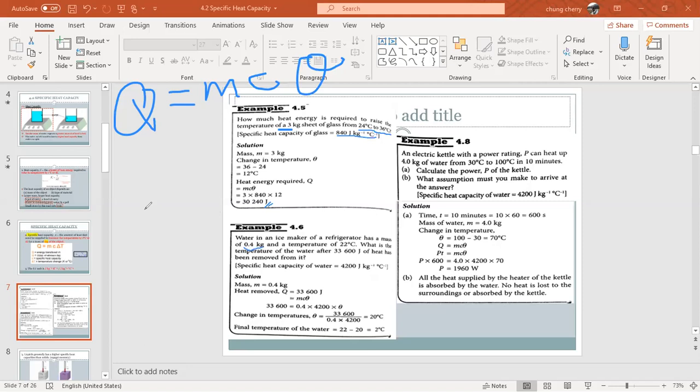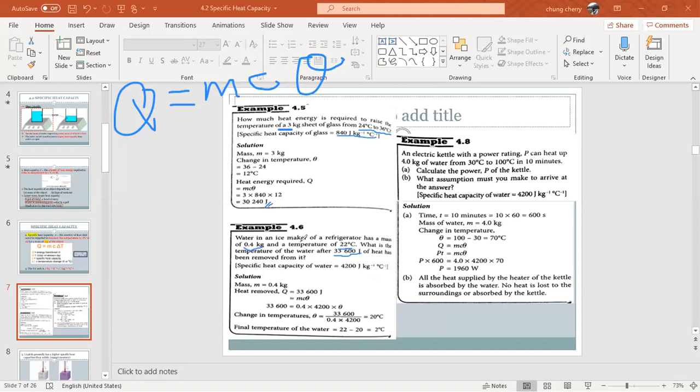The temperature is 22 degrees Celsius. What is the temperature of the water after 33,600 joule of heat is removed from it? As I said just now, specific heat capacity is not only the heat absorbed to increase the temperature by 1 degree Celsius, it can also be represented by the heat released to reduce the temperature by 1 degree Celsius. So this is what the example is for.